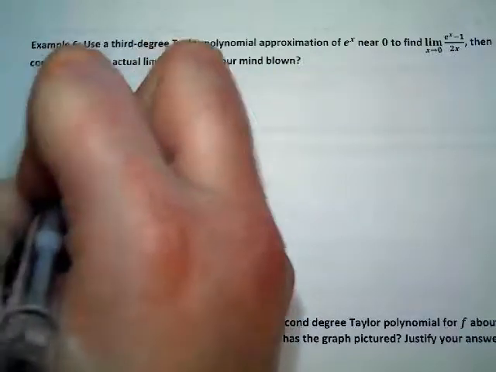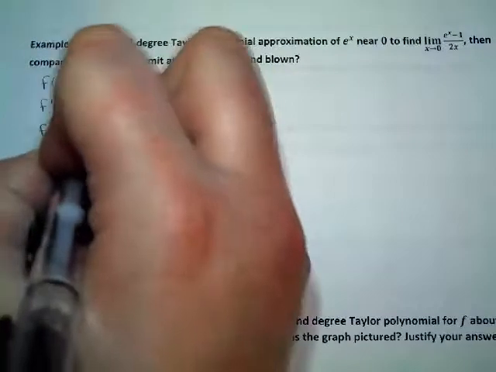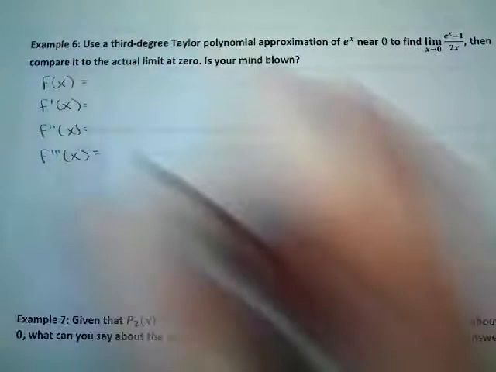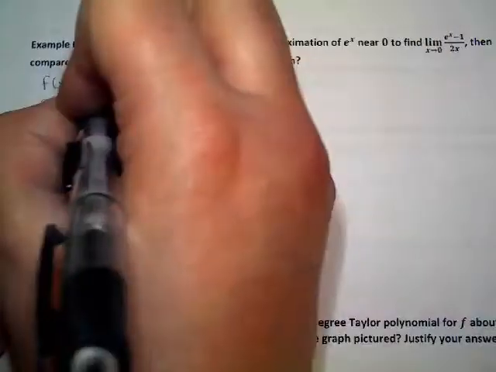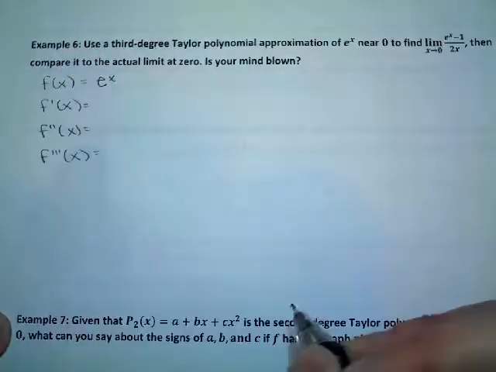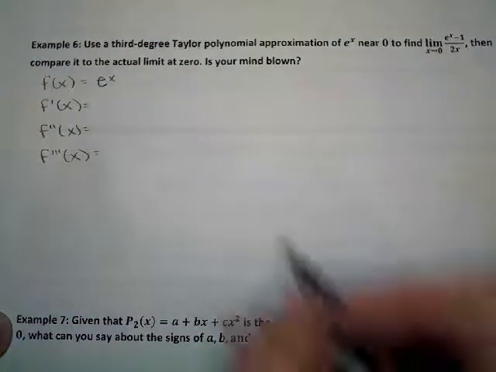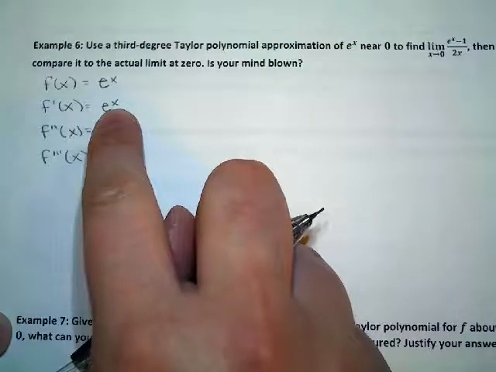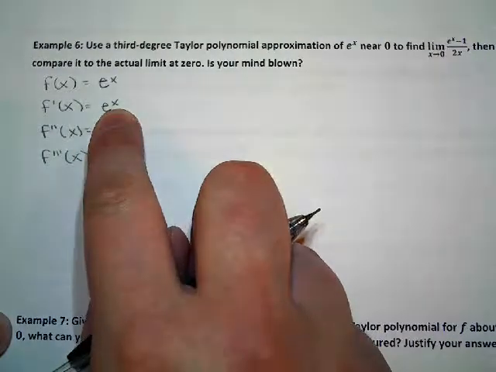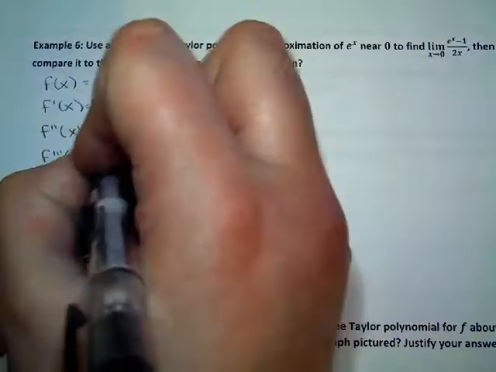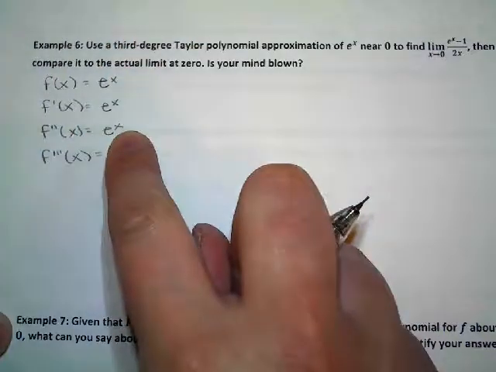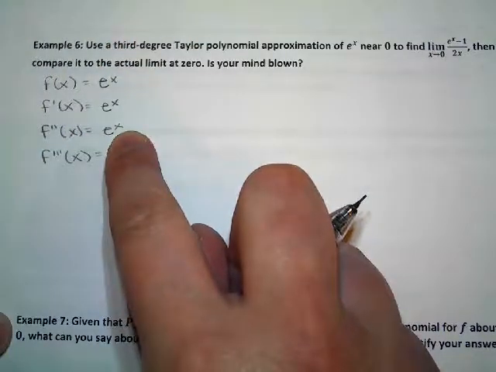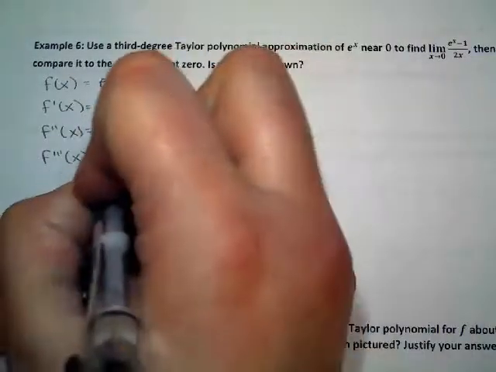So first, second, third. Okay, so if the function is e to the x, what is the first derivative? E to the x. And then what's the derivative of the first derivative? E to the x. Okay, so that's the second derivative. And then what's the derivative of the second derivative? E to the x, so that's the third derivative.